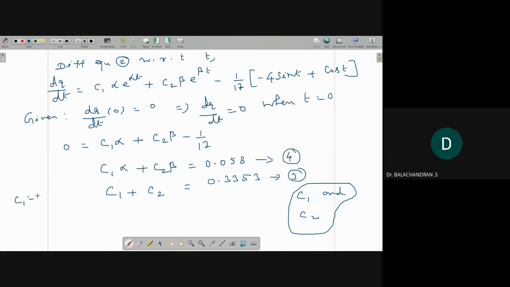C1 equal to minus 0.067. C2 is 0.191. Yes. Okay, so please, remaining students, check whether this is correct. It will satisfy the third equation.